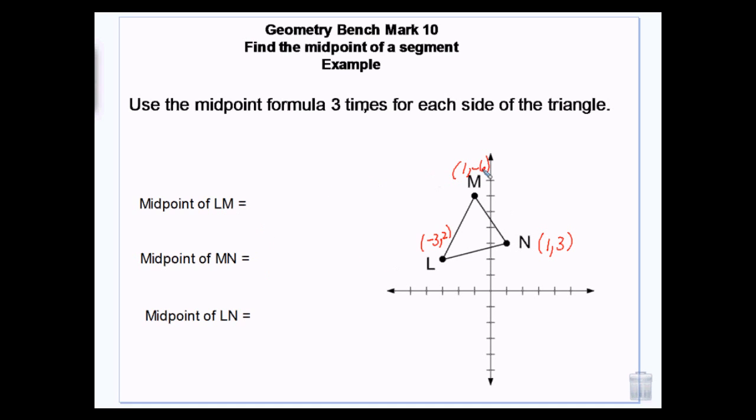I'm going to find the midpoints of each of the sides. One side is LM, one side is MN, and the other side is LN. Okay, I've got LM, so I have -3 plus 1 divided by 2, and 2 plus -6 divided by 2. So that gives me -2/2, -4/2. So my midpoint is actually going to be -1, -2.